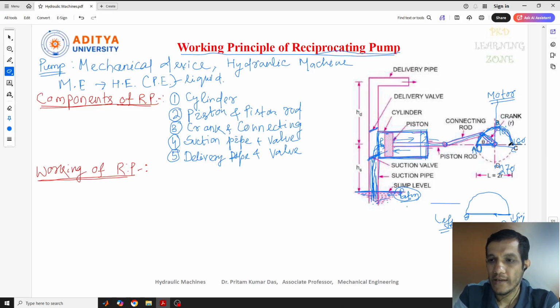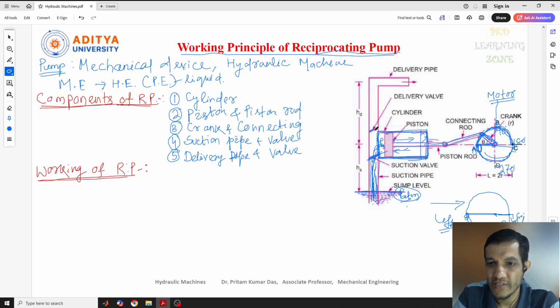Now the crank moves from 180 to 360, like 180 to 270, 270 to 360. That means it starts from here and then completes the revolution. At that point the piston, which moved from left to right, will now move again from right to left. So the water present in the cylinder starts compressing here, and it will create a pressure.